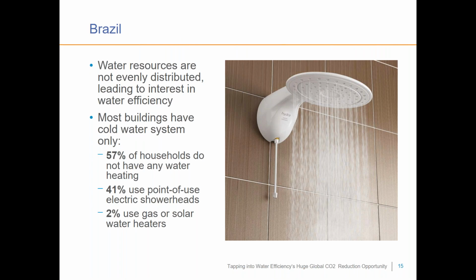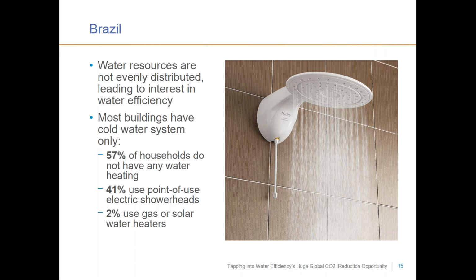Moving on to Brazil. Brazil may not be a country that people think of as water stressed, with the Amazon, but it is a large country, very diverse in terms of climate, and so the water resources are not evenly distributed. What's significant is that most buildings only have a cold water system. They just have one pipe, the cold water pipe, in the walls, and water is heated at the point of use through these kinds of instant electric showerheads. This may look like a normal showerhead, but inside the body of it, you can see it's a little wider than showerheads that may be familiar in the US or in Europe.